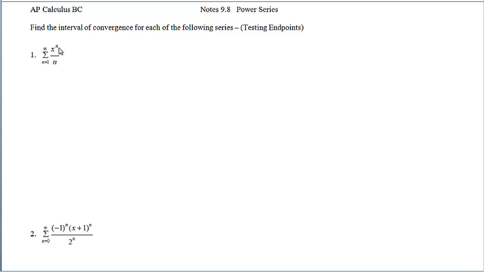Hi everybody. In this video we're going to find the interval of convergence for each of the following series. Alright, so to find the interval of convergence we first have to find the radius of convergence. And to find the radius of convergence we need to apply the ratio test.